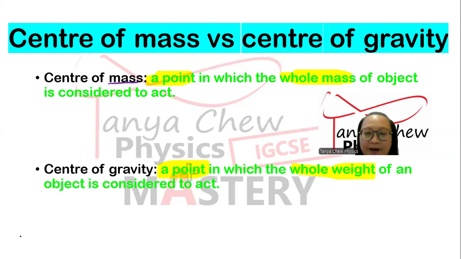In your IGCSE syllabus, we always assume that the center of mass is equal to the center of gravity when we perform our calculation. It doesn't matter. But when it comes to the definition, you have to put center of mass as a point at which the whole mass is considered to act, whereas center of gravity is a point where the whole weight of the object is considered to act.